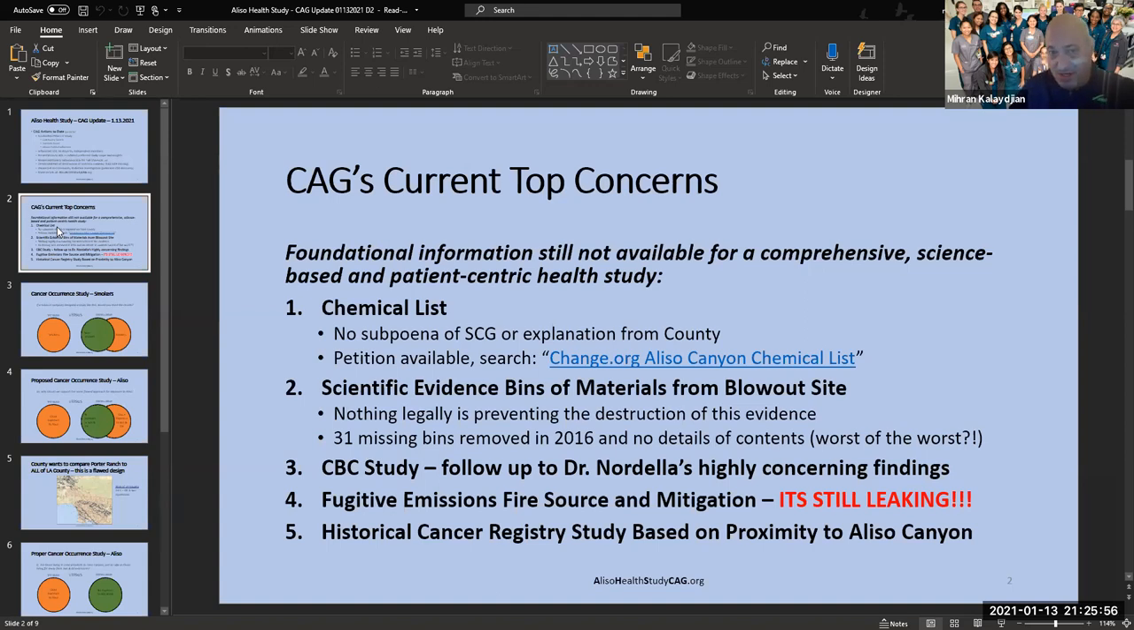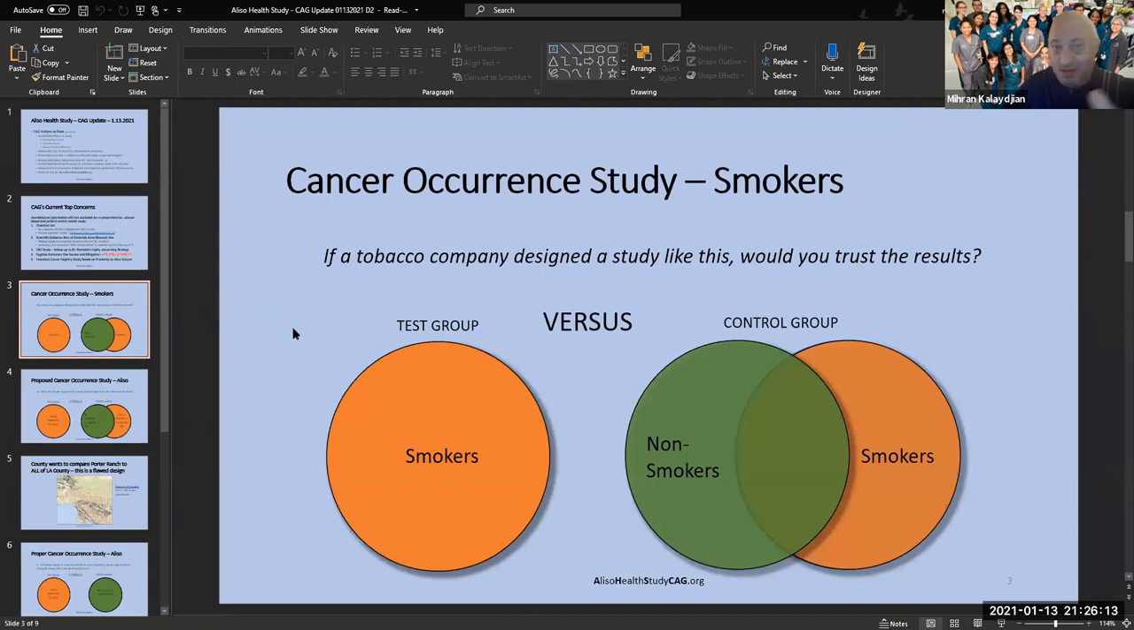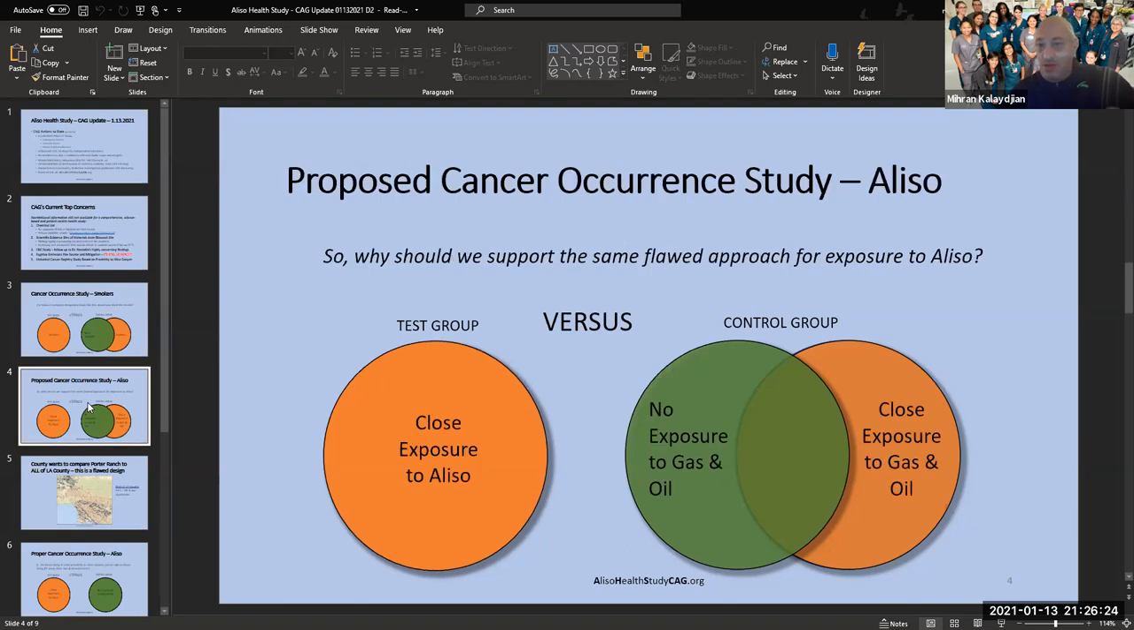The historical cancer registry study. There are many members and families who had cancer during the gas blowout, and this cancer has a very negative impact. This is the cancer study. If you just look at the layout, look how terrible it is. This is the proposed cancer study as well.